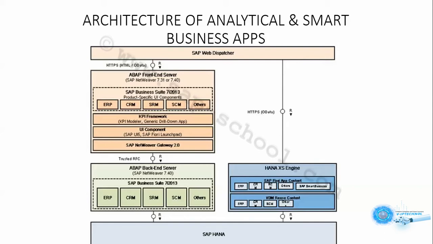So in this screen, we can see that on the top we have the SAP web dispatcher. After that, we have the ABAP front-end server. Then we have the ABAP back-end server, and we have the HANA Access Engine. And in this case, we need to have the SAP HANA database as a mandatory database type. So we cannot use any DB, similar to the transactional apps, in analytical or smart business apps. So we have to use SAP HANA as the underlying database.